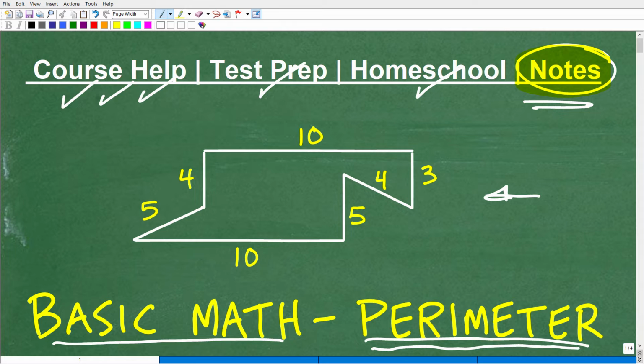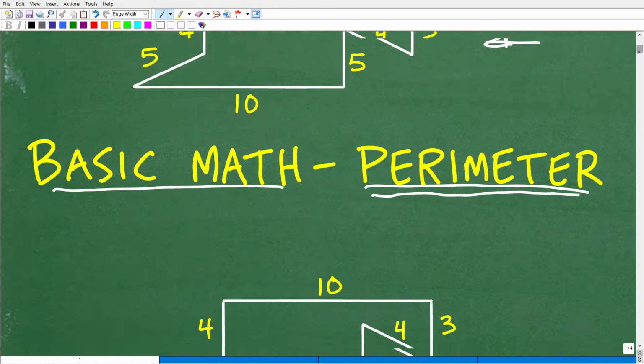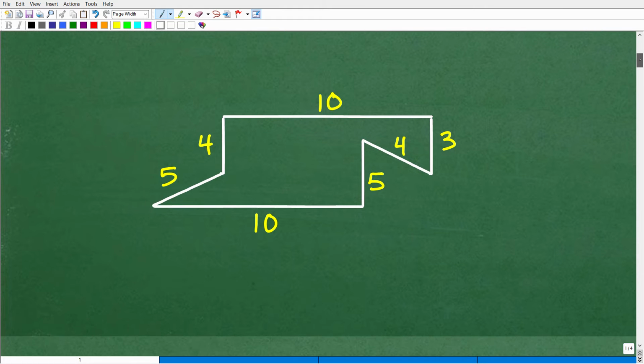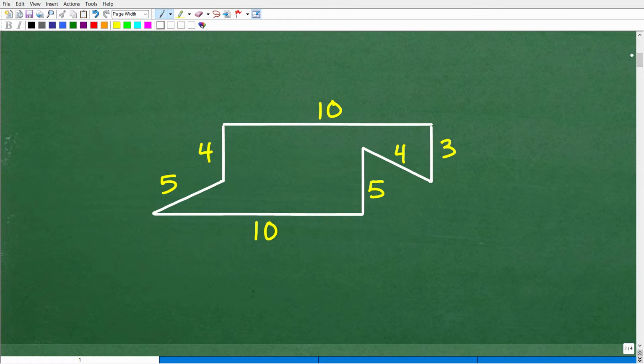Okay, so let's get into the perimeter. If you want to go ahead and pause the video and calculate the perimeter and put your answer into the comment section, that would be awesome. But let's go ahead and tell you what the perimeter is. Okay, so what is the perimeter?